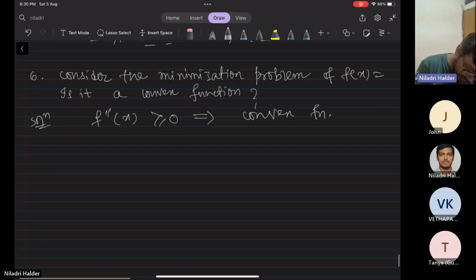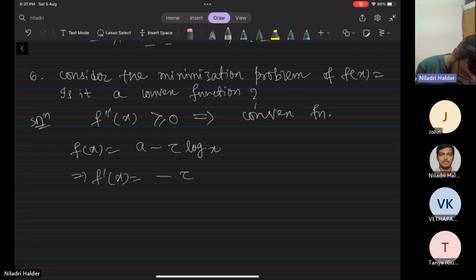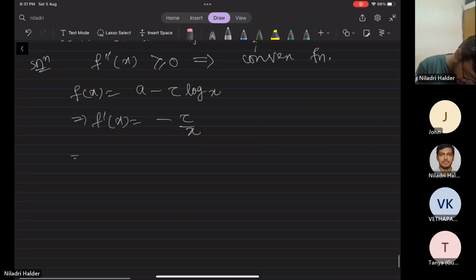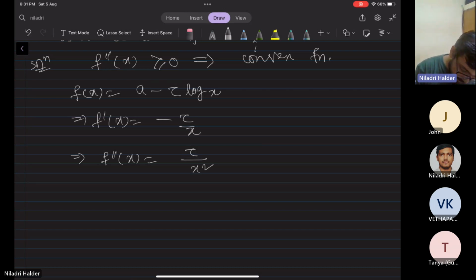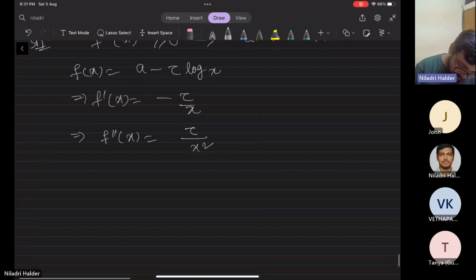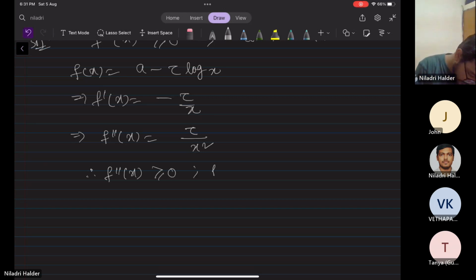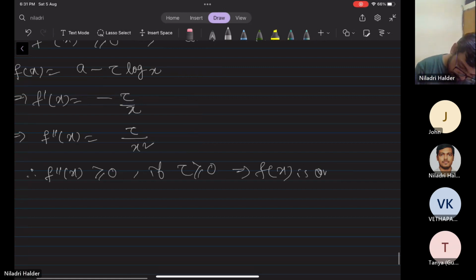So let's check that. f(x) equals a x minus tau log x. So f dash x equals a minus tau by x, and f double dash x equals tau by x squared. So f double dash x is greater than or equal to 0 if tau is greater than or equal to 0. For that case, f(x) is a convex function.